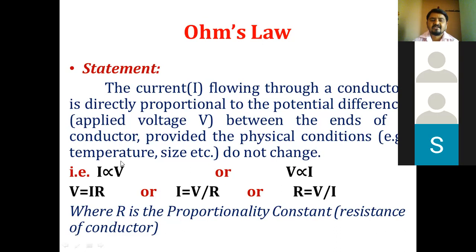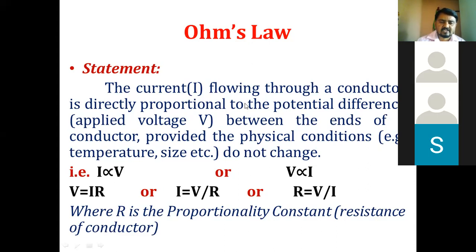What are the physical conditions? The temperature should stay the same and the size of the connecting wire should not change in between. If the resistance changes, the temperature will change. If temperature increases, resistance will increase. If temperature decreases, resistance will decrease. If the temperature varies, the current and voltage will not be proportional. So the current and voltage are proportional provided the physical conditions do not change: the conductor length should not change, the area should not change, and the temperature should not change.